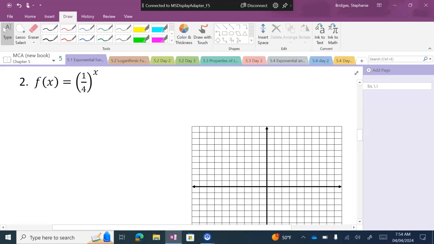But this time, my base, the number that I'm raising my power to, is a fraction. So it's going to change a little bit. So we still want to do a t-chart. We still want to plug those values in. I'm going to go -2, -1, 0, 1, and 2.